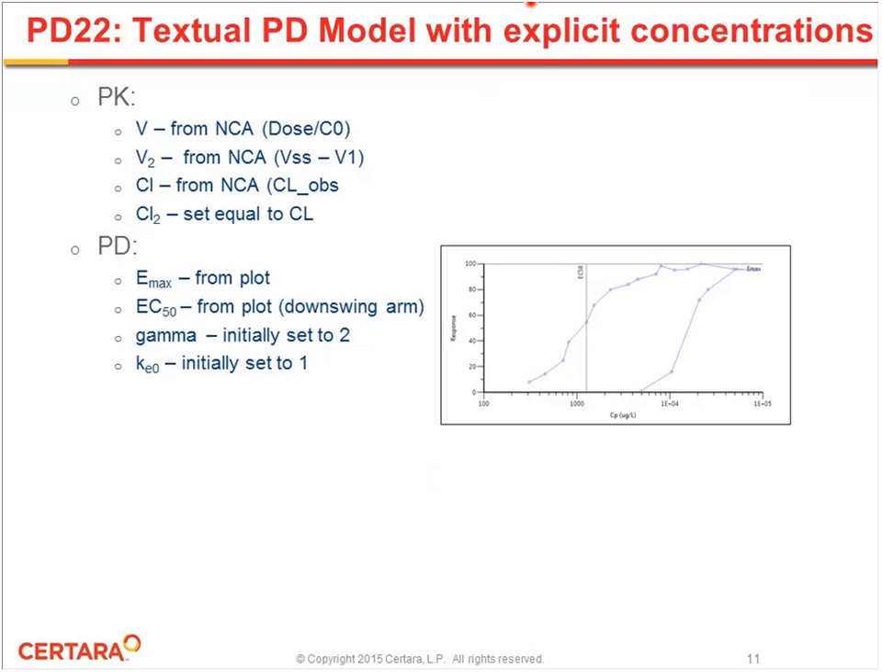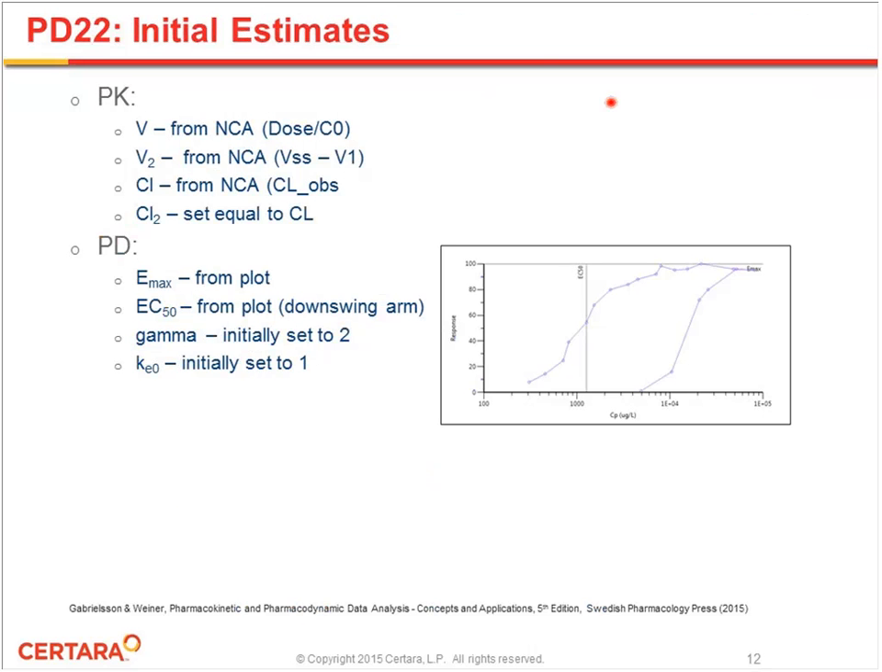All right. Next one, initial estimates. Before we start with the demo, we need some initial estimates. How to get those? For PK, just typical, all of them are from NCA: volume of distribution, peripheral volume of distribution, clearance, and intercompartmental clearance. We get those from the NCA.